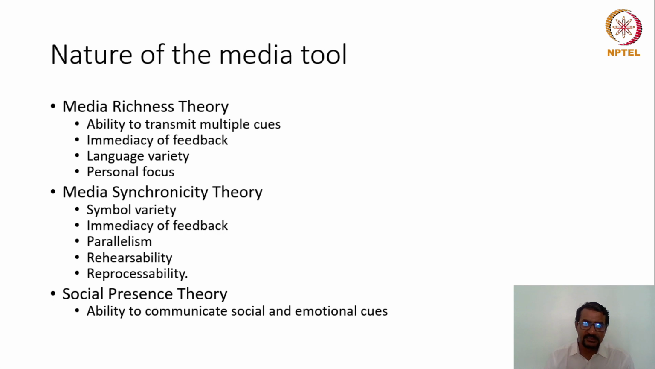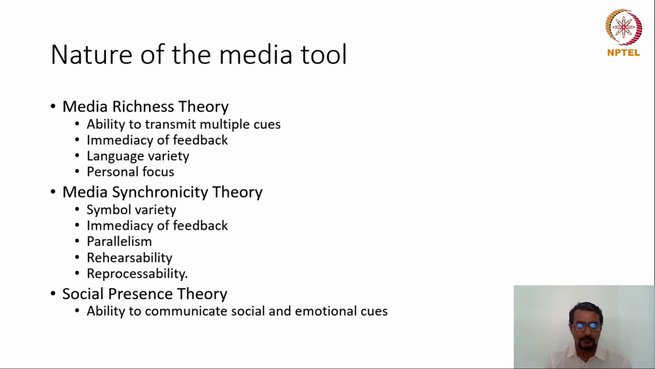Similarly, the other theory, media synchronicity theory, is similar to media richness theory. The similarity is symbol variety, immediacy of feedback, all those things. Parallelism is slightly different from immediacy of feedback. Parallelism means with how many people you can communicate parallelly, how many different streams of communication you can have. For example, with chat messages, you can communicate with your friend, your manager, and your family member. You can open multiple chat boxes and type parallelly, isn't it?